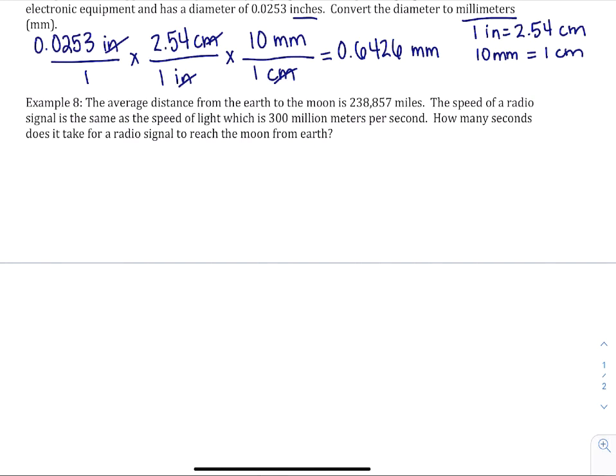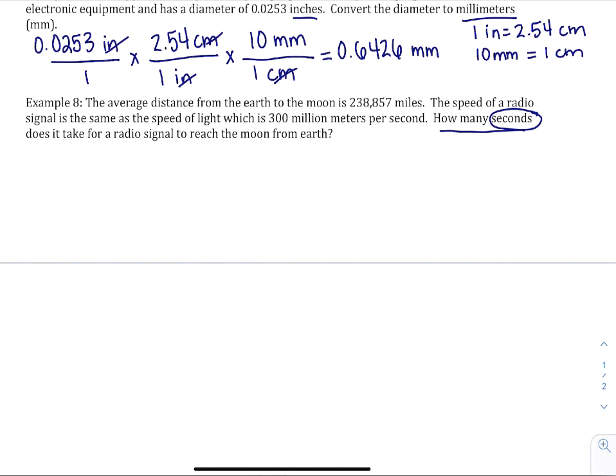Word problems like example 8 are extremely challenging because you have so much information and you have to work with a couple of different things going on in the problem. What I find to be the most helpful is to think about what the answer needs to be in. How many seconds? So we want seconds to be our final answer and to be the only unit left in the problem.